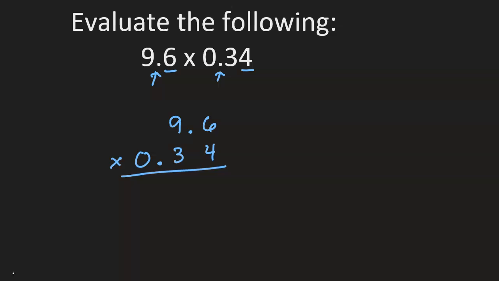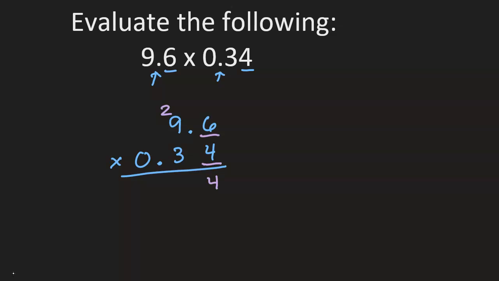Now when we multiply, we start with the rightmost digit, that 4, and we multiply it first by the number right above it, the 6. 4 times 6 is 24. We place the ones place 4 right below the 6 and the 4, and then the tens place 2 for 24 we write above the 9.